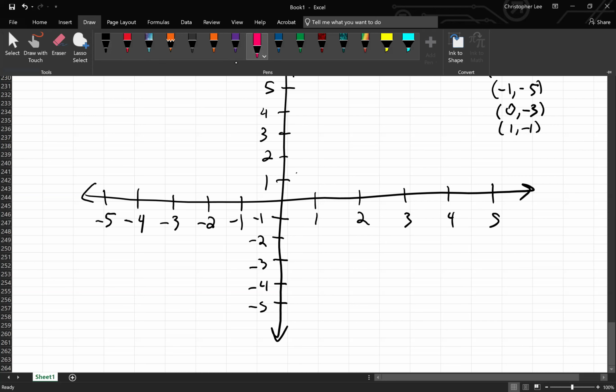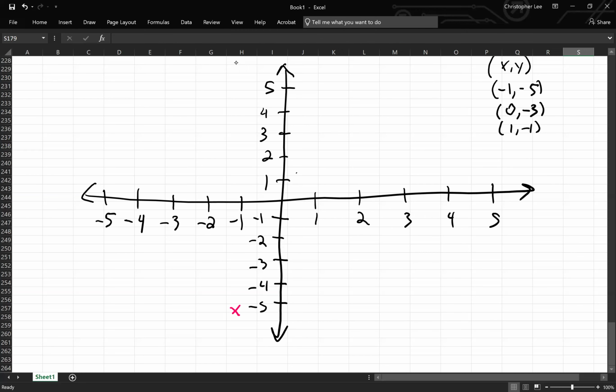So the first one is -1, comma, -5, right? So I'm going to go across the -1, go down to where -5 is. It's right here, right? After that, I have 0, -3. So I'm going to go across to the 0. Remember, 0 is on the y-axis. Go down to -3. There it is.